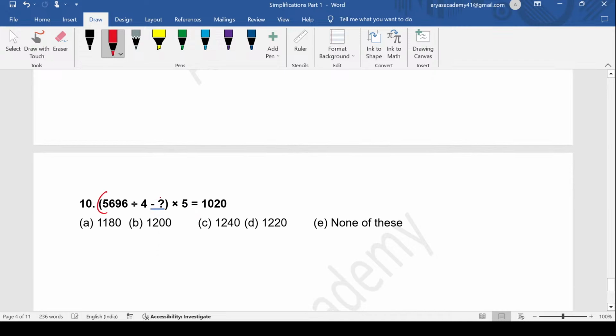So finally, we got another bracket. I already told you the brackets need to be solved first. Then only you can go for multiplication. First, I solve this part. Within the brackets, again, I am having division and subtraction. Which part should be solved first? Division. So within the brackets, first I need to divide. 5696 divided by 4 minus question mark, which will be considered to be x. So first I will solve this part.